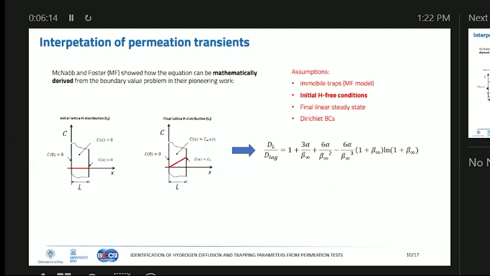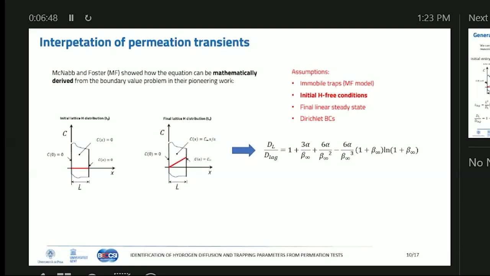So to do this, I first have to discuss the problems of the third one. Here is a paper by Diaz et al., whom I cannot stop thanking because they gave us the spark to do this research. McLaren-Foster, to obtain this formula, just assumed initial hydrogen-free conditions and a final linear steady state of a permeation test, so we have 0 hydrogen on one side and some amount of hydrogen on the other, Dirichlet boundary conditions, very important, and then they obtain this formula. This is analytically derived using those conditions.